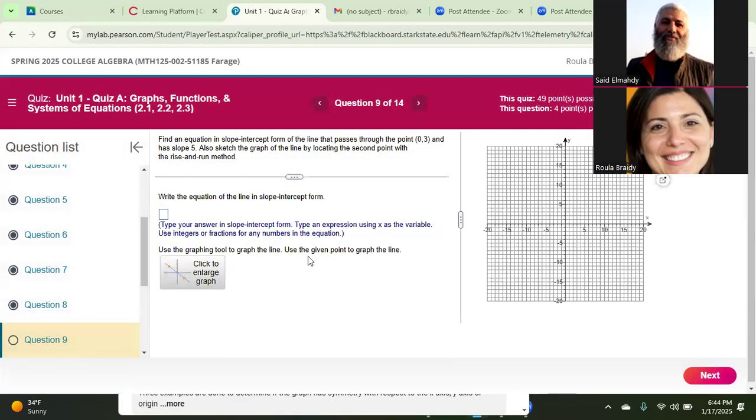All right, let's see. Find an equation in slope-intercept form of the line that passes through the point (0, 3) and has a slope 5. Also sketch the graph of the line by locating the second point with the rise and run method. In this one, we will use the equation y equals mx plus b.